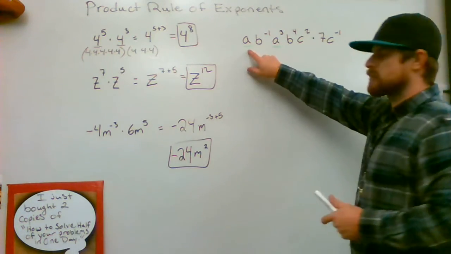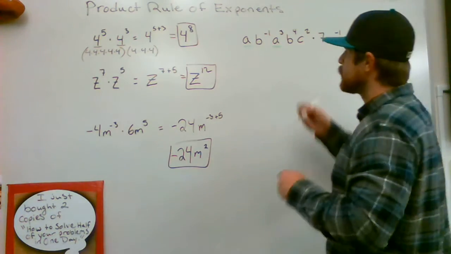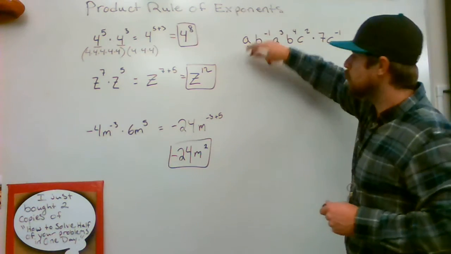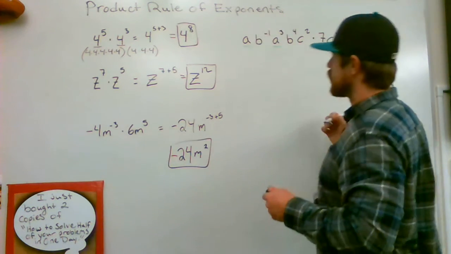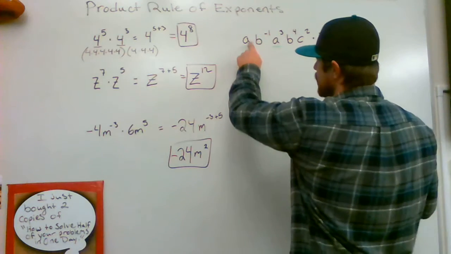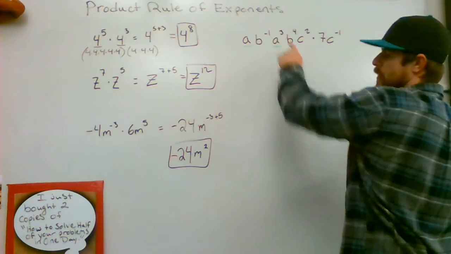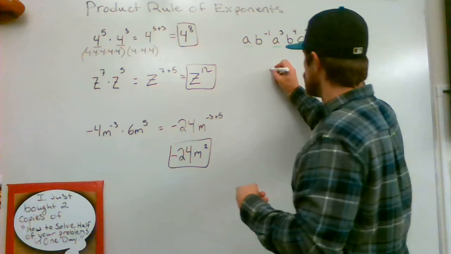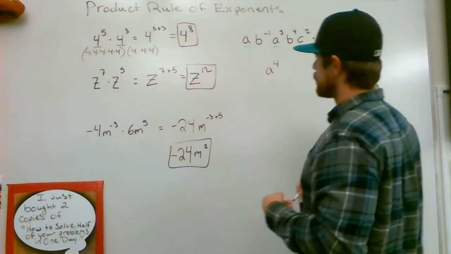So I have a regular just a by itself. Now, one thing we don't show is if it's just a term, or excuse me, a variable all alone, we know there's a 1 up there, we just don't show it. So we need to think of this as a to the 1st power times a to the 3rd power, and we're going to add that 1 and that 3 together to get a to the 4th power.